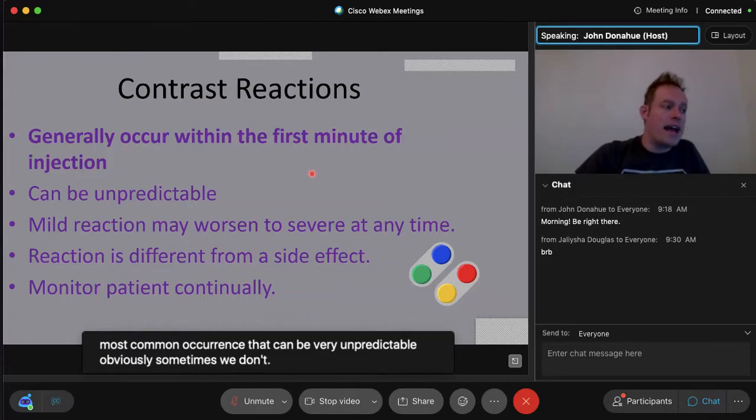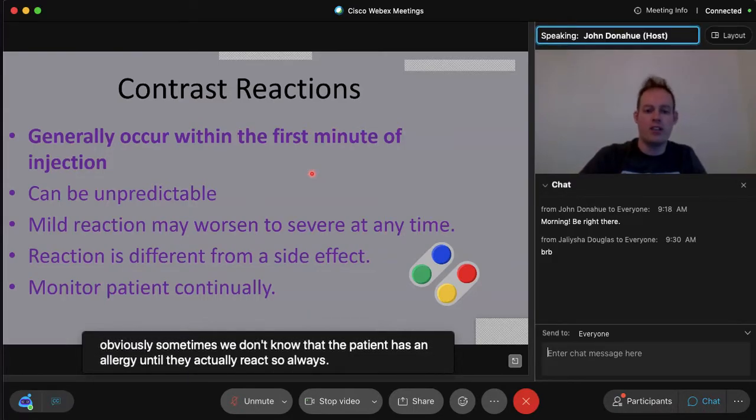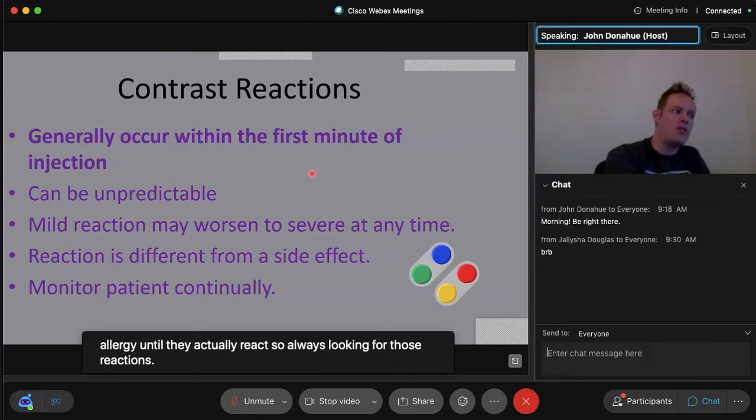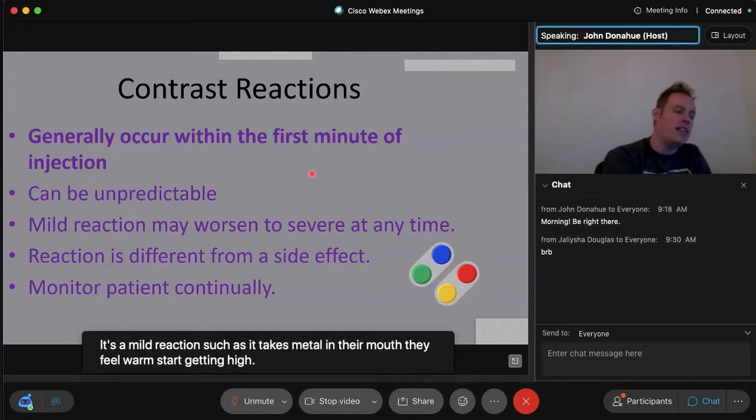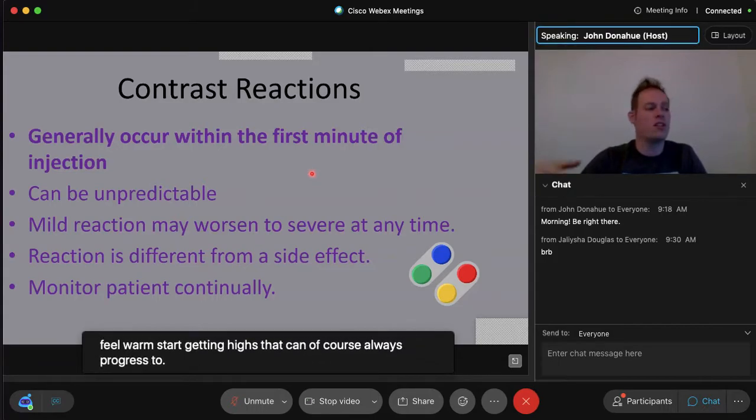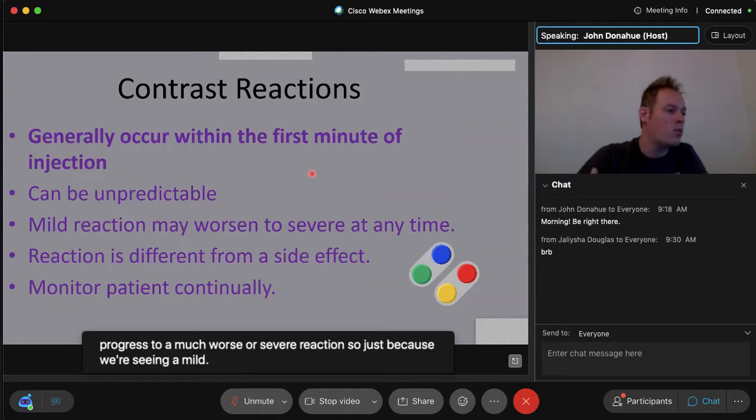Sometimes we don't know that a patient has an allergy until they actually react. So always be looking for those reactions. Even if it's a mild reaction, such as they taste metal in their mouth, they feel warm, or they start getting hives, that can always progress to a much worse or severe reaction. So just because we're seeing a mild reaction doesn't mean we can ignore it.